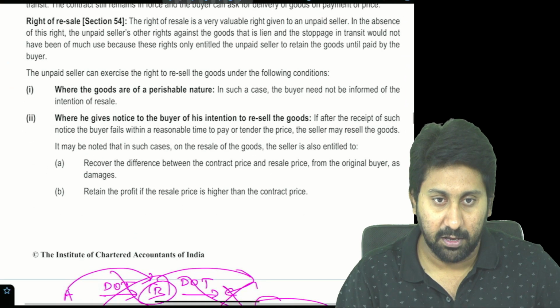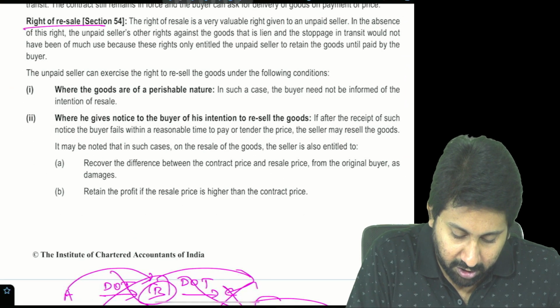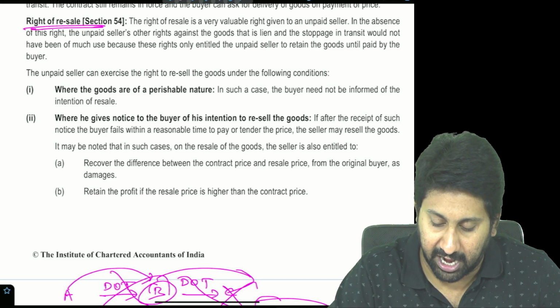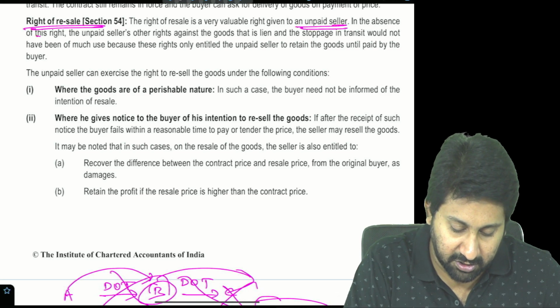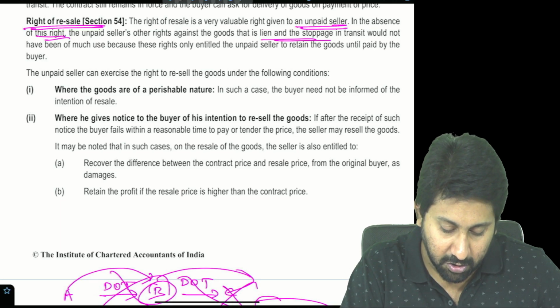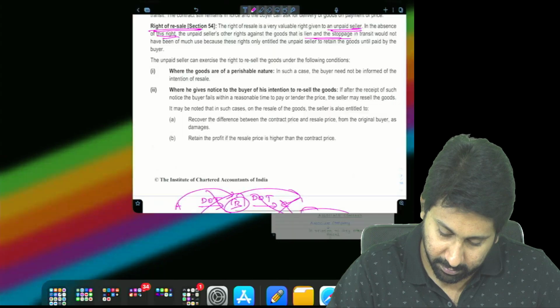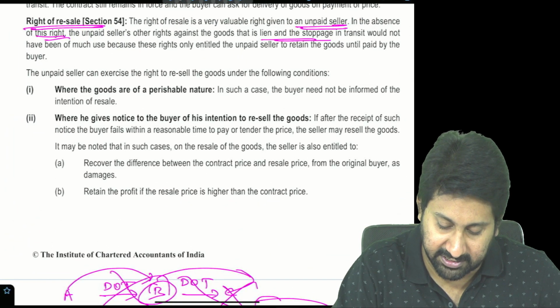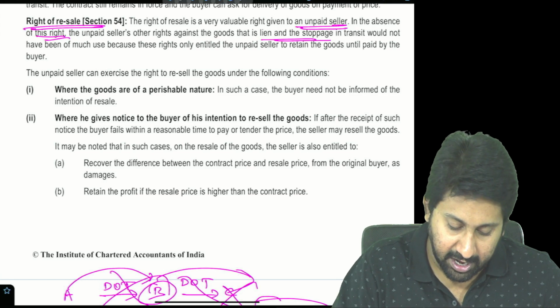Next issue: right of resale. The right of resale is a very valuable right given to the unpaid seller. In the absence of this right, the unpaid seller's rights against the goods, that is lien and stoppage, would not have been of much use, because these rights only entitle the unpaid seller to retain the goods until paid by the buyer.